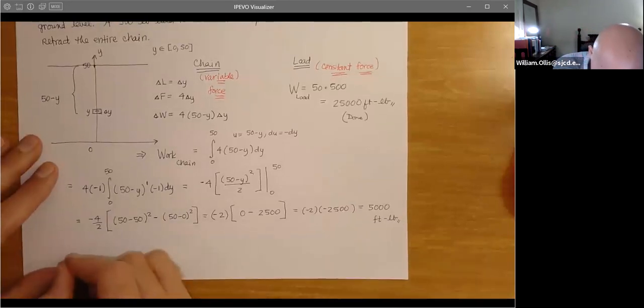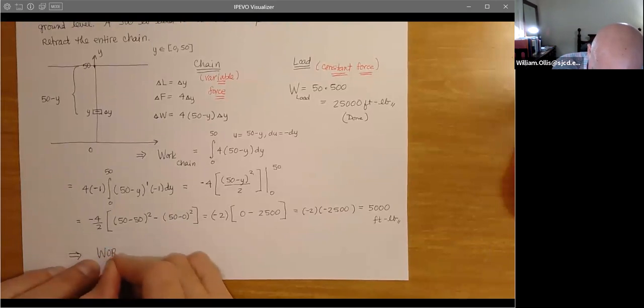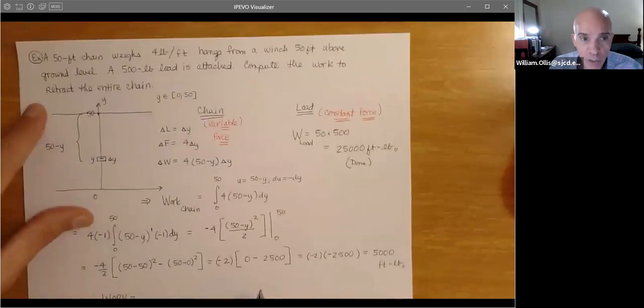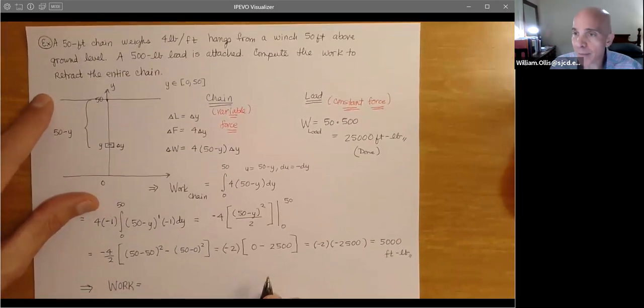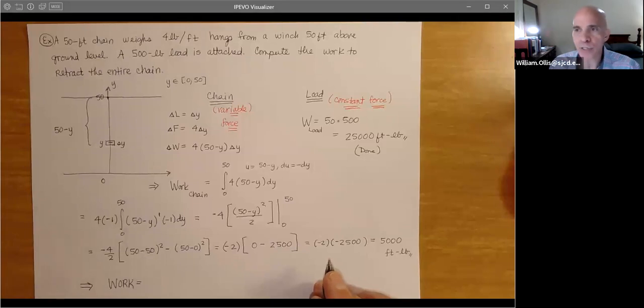And so therefore, the work, now we can just call this plain old work because the problem says compute the work to retract the entire chain. So when you think about moving chains and things, this is a common occurrence. Engineers deal with forces, especially mechanical engineers, civil engineers. I mean, it's like, okay, boom.